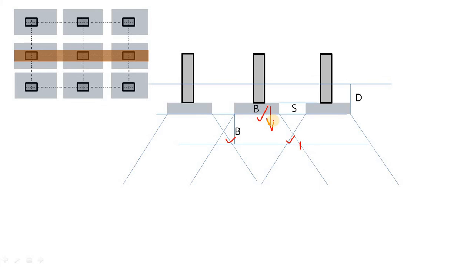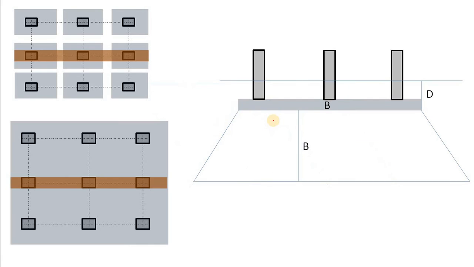And what will happen if it is Raft foundation? Well, in case of Raft foundation, the whole strip looks like this and the load disperses like this. Obviously, there is no overlapping of load dispersed area. That's why your building will remain steady.